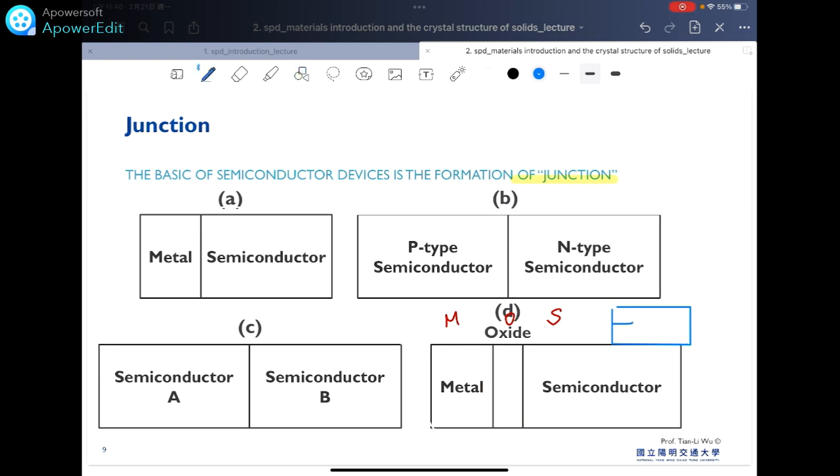So we have the source, drain, and we have the metal, and this is oxide. If you take the cross section here, this is already the M, O, and this is S. So the key part of the MOSFET actually is the MOS gate region here. If you understand the gate region, we almost control 90% of the operation principle for this type of device.